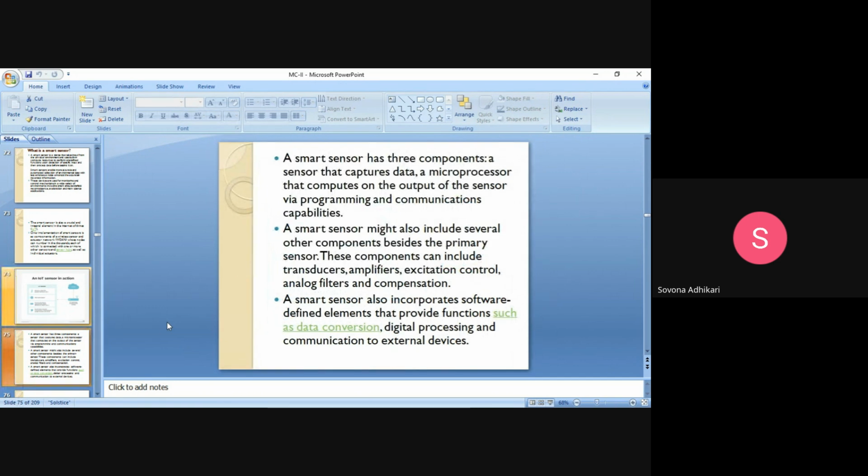So as we discussed in previous slides, a smart sensor has three major components: a sensor that captures data, that takes input, and a microprocessor that computes on the output of the sensor. A smart sensor might also include several other components besides the primary sensor.